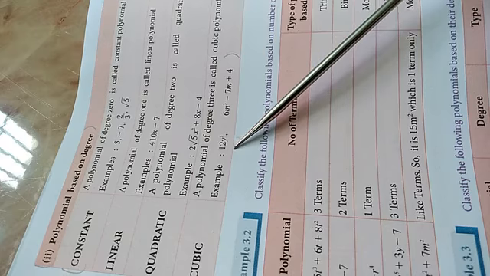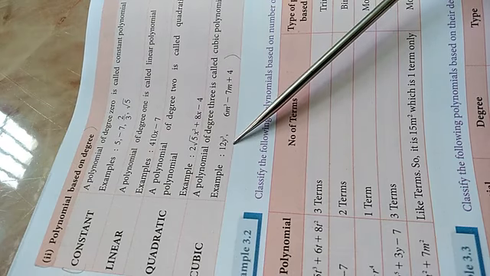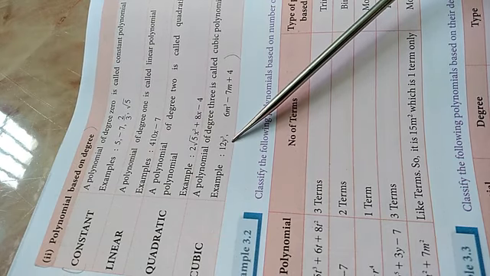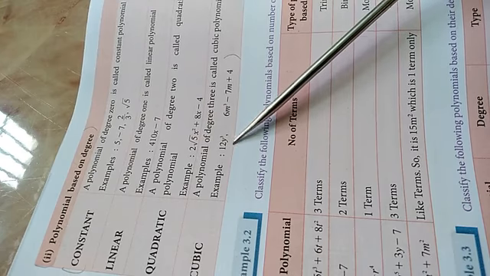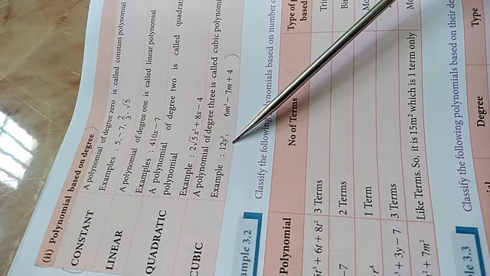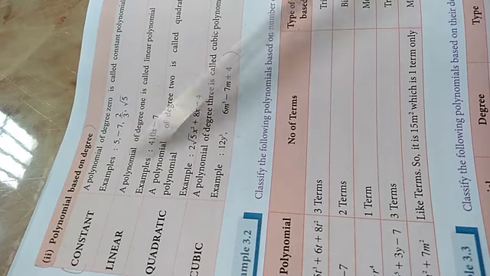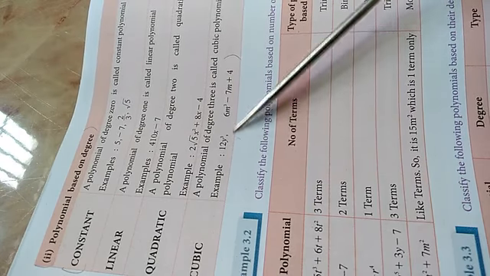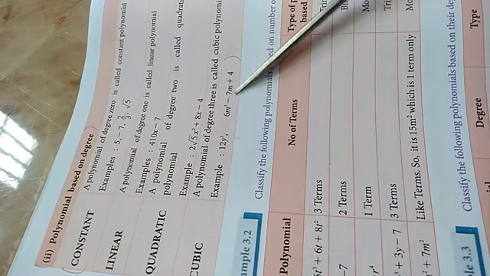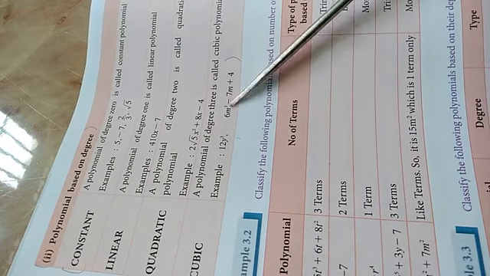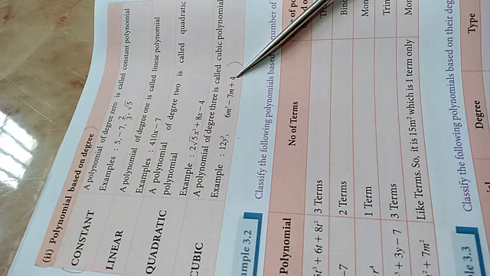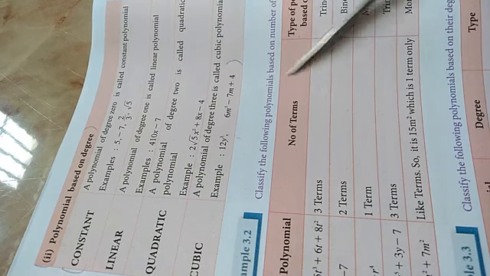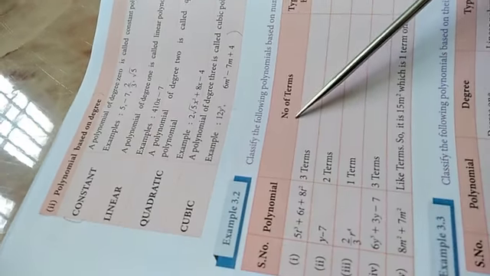This polynomial consists of only one term. It is actually called a monomial. By using degree, it is known as a cubic polynomial. This is a trinomial. By using the degree, we can say it is a cubic polynomial. Okay, understand, children?